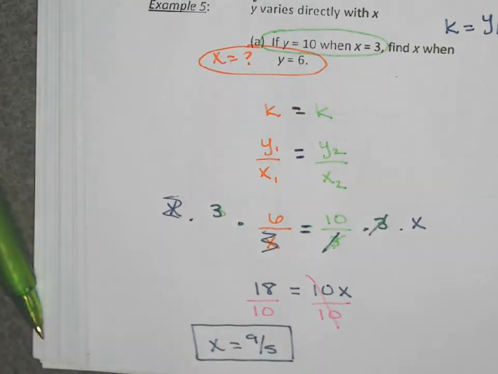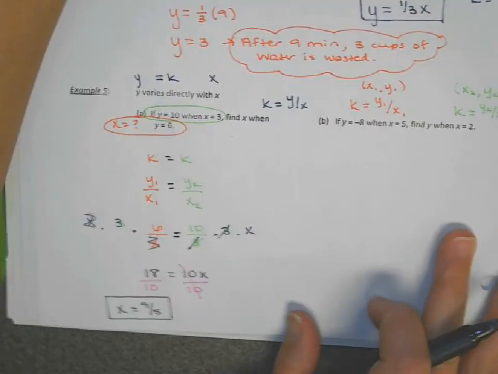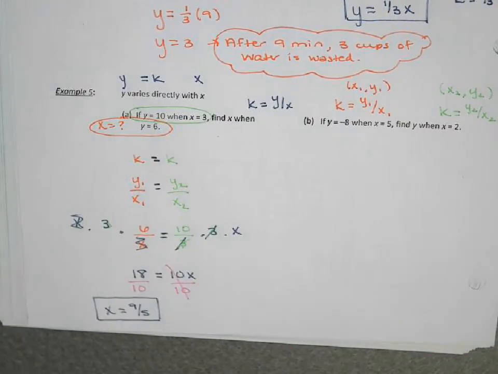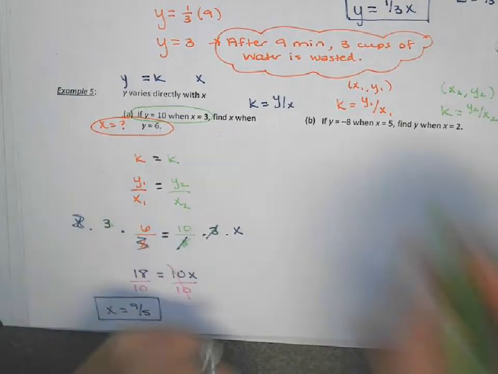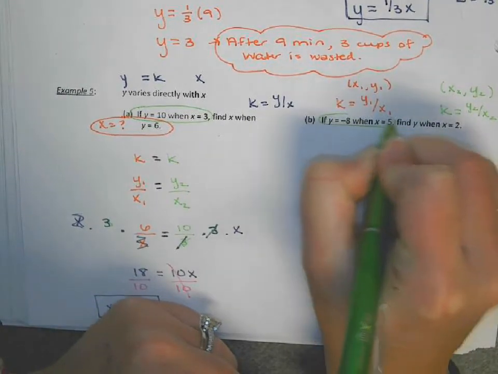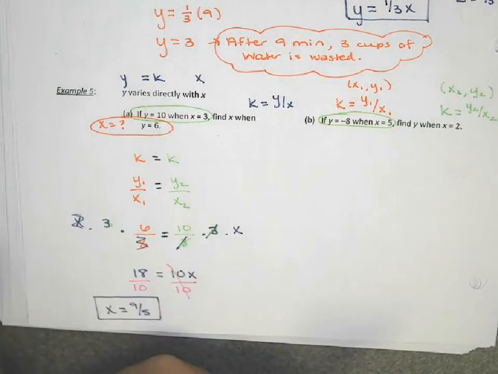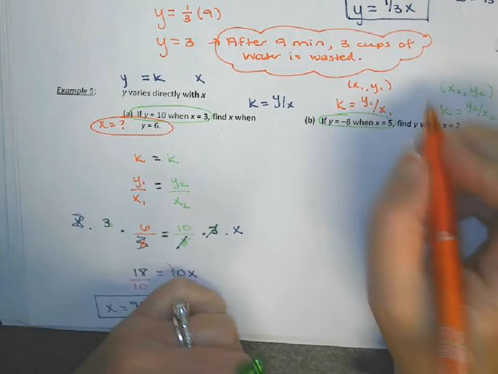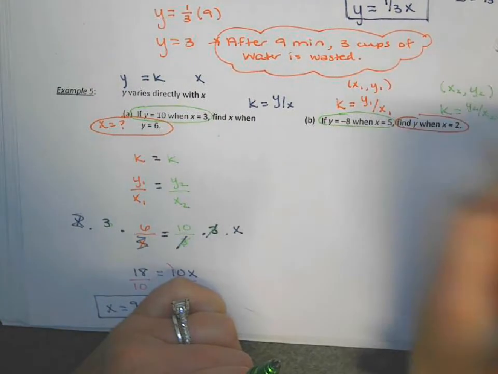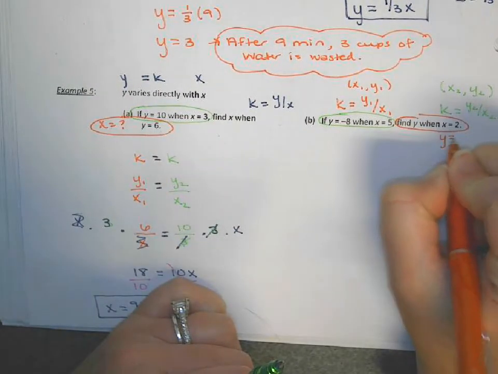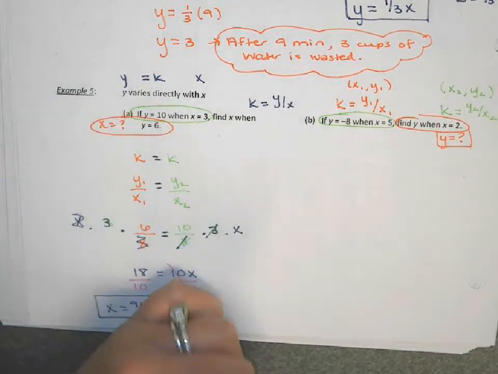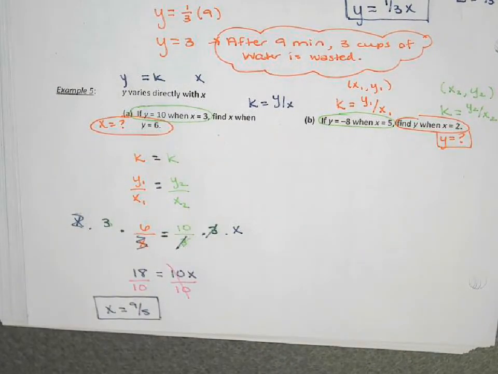Go ahead and do the setup for B like that. Okay, so it says if y is -8 when x is 5, this is one point. Now the next point, it gives you x is 2, but we don't know what y is. So that's the unknown there, is y. So go ahead and do your setup here.